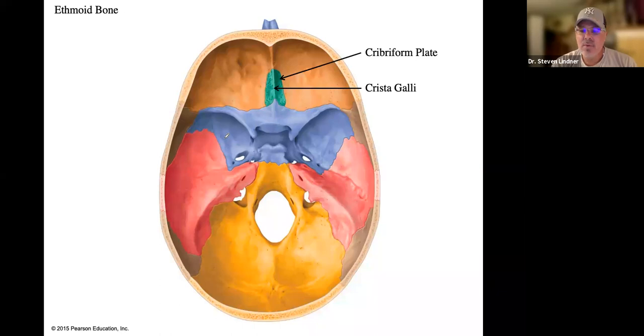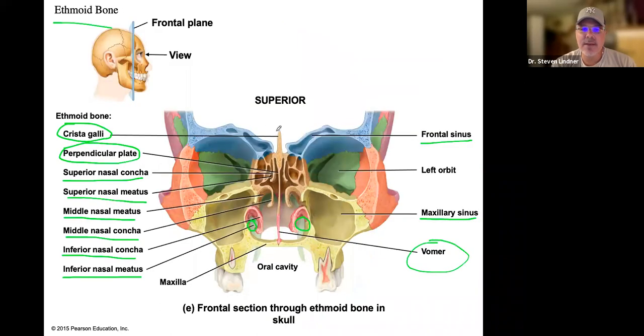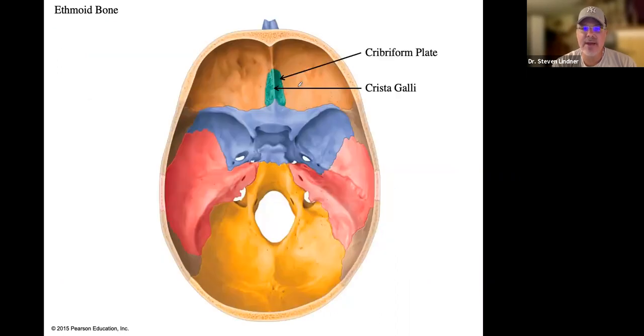So now we're going to go from here, looking at the crista galli. We're going to look at the cribriform plate, but now we're going to be looking down on it. Okay, so let's look down on it right here. This is anterior. Back here is posterior. So here's the ethmoid bone. Here's the crista galli poking up, and here's the cribriform plate. The cribriform plate is those little pinholes that we see in the ethmoid bone.